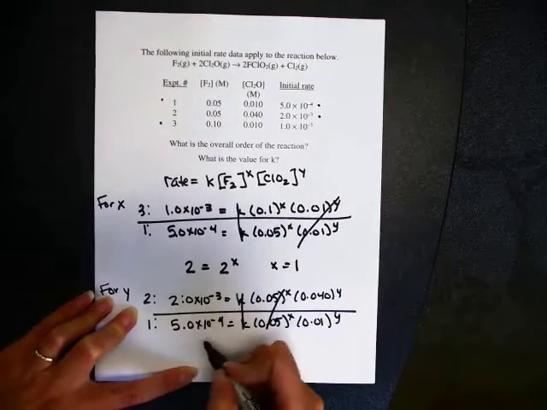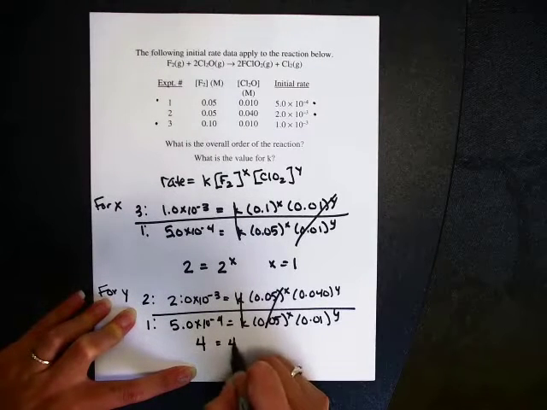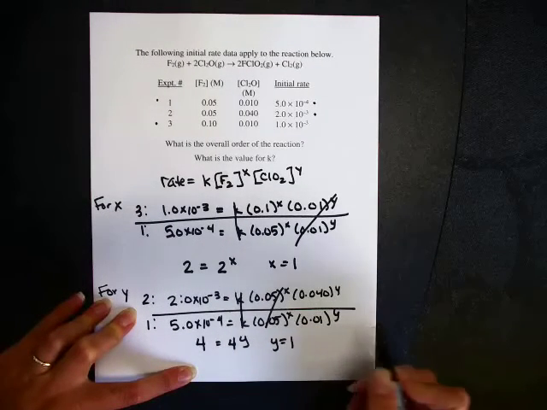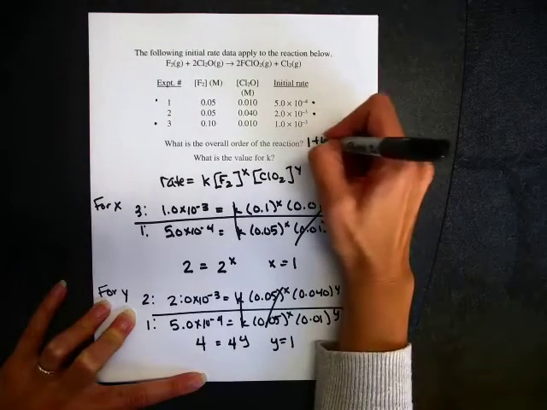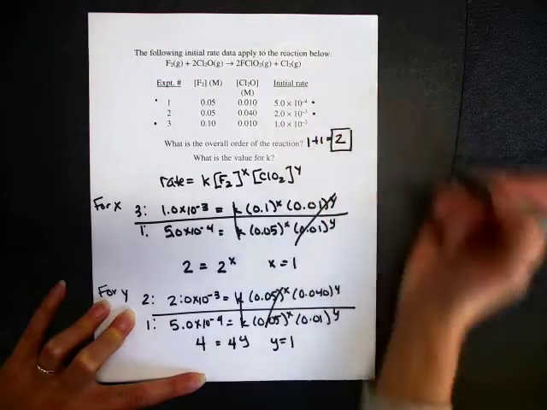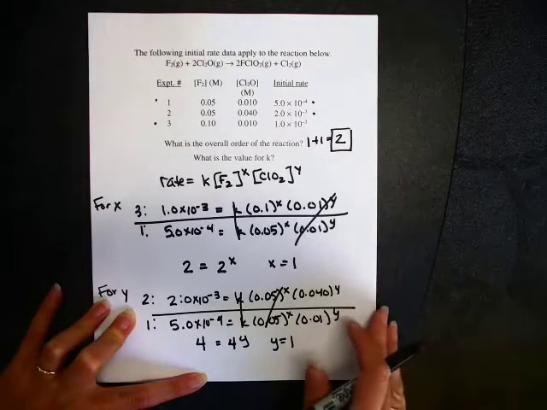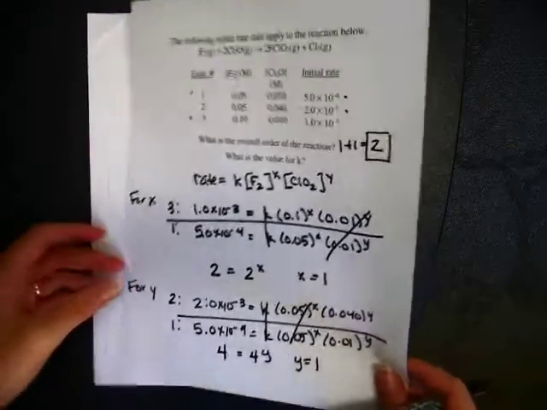So now on the left I get 4. On the right I also get 4 to the y, so y must also be 1. So I can answer that first question. The overall order of the reaction is add up the reaction order with respect to x and y, or F2 and Cl2O. So first order plus first order is second order overall.